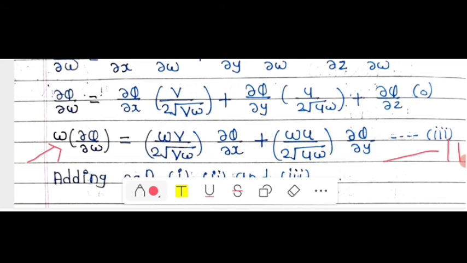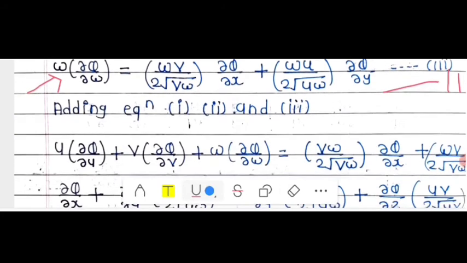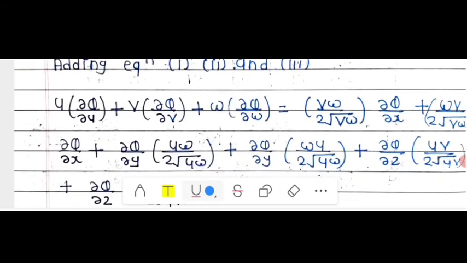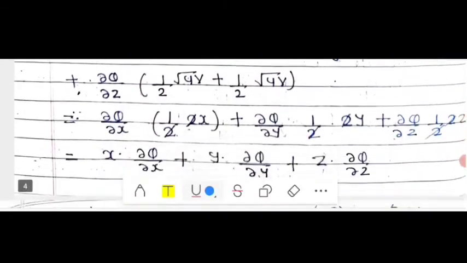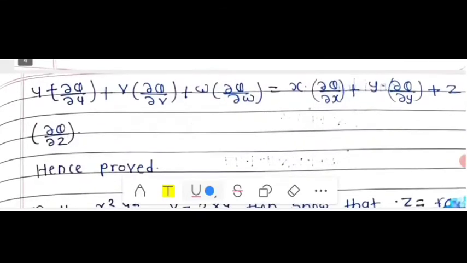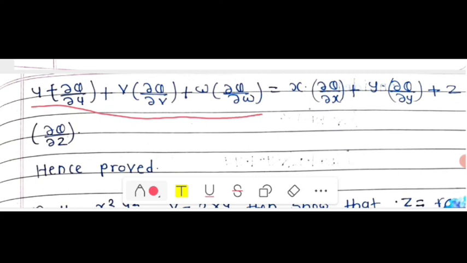So adding equations 1, 2 and 3, and by solving we get our required result, u into ∂phi/∂u plus v into ∂phi/∂v plus w into ∂phi/∂w is equal to x into ∂phi/∂x plus y into ∂phi/∂y plus z into ∂phi/∂z. So hence the result is proved.